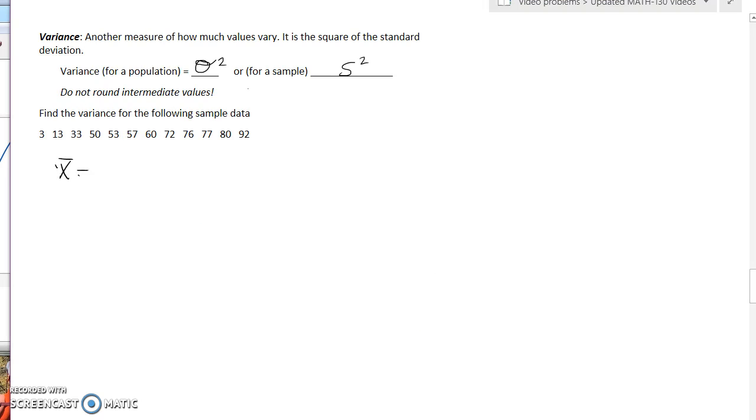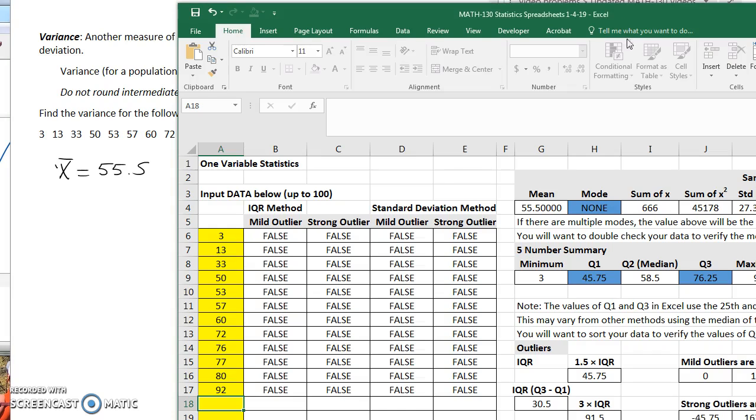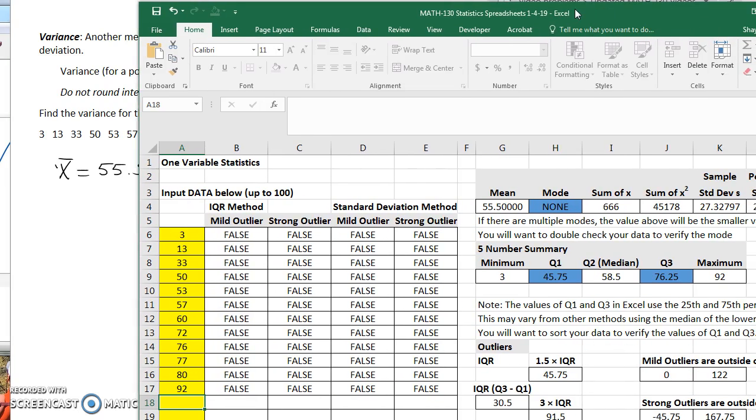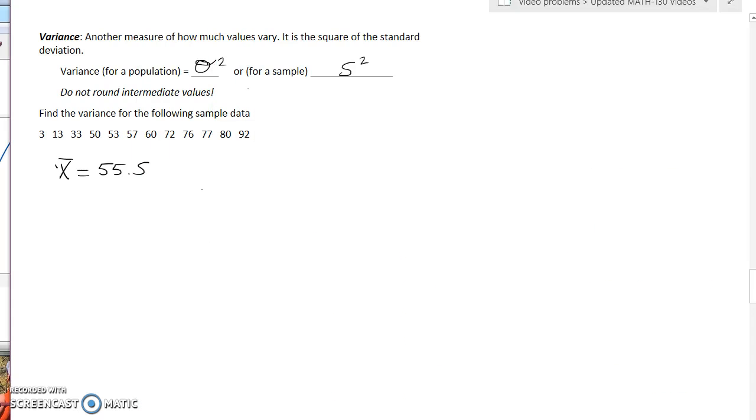X bar is 55.5. And then our standard deviation is 27.32797. So S, because it's a sample, is equal to 27.32797. Not sure why I needed the mean. I actually don't need the mean, so we don't need that value, but it's just on a roll.